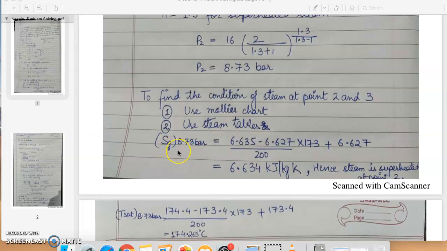So for the steam table, what we do, as we have already done in the Rankine cycle, is first we see the SG at the concerned pressure, that means at point 2. At point 2 the pressure is 8.73 bar. So we are finding SG, but SG at 8.73 bar will be calculated using the interpolation method. So this is the value at 8.8 bar and this is the value at 8.6 bar, and we have divided it by 200 and multiplied it by 173, so that we get the value at 8.73 bar.